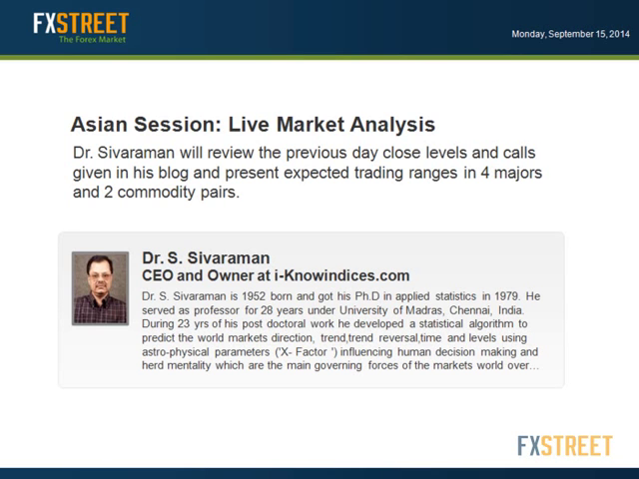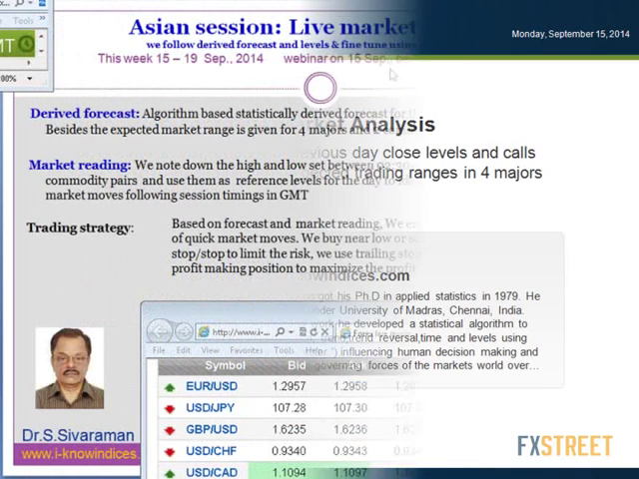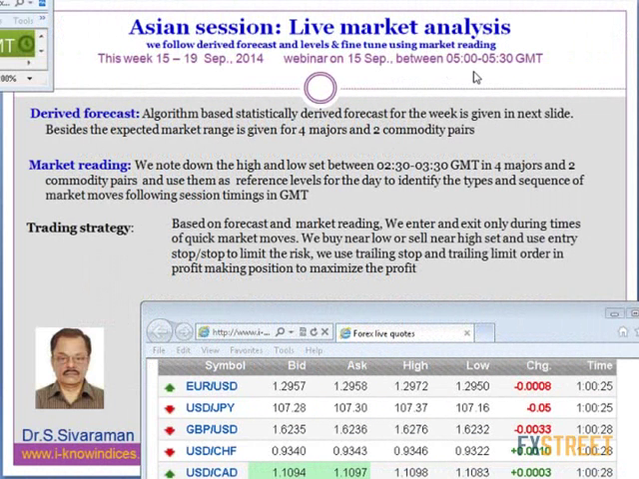So I'll be presenting the Asian session live market analysis today, that is 15th of September, between 5 and 5:30 GMT. I'll explain the expected market moves or the derived forecast for this particular week, 15th to 19th of September, and also the levels in which the currencies are expected to swing during this time frame. And also we'll fine-tune the forecast using the market trading technique and the trading strategy, how exactly we can consistently enter and exit in the market, identifying the appropriate market moves.